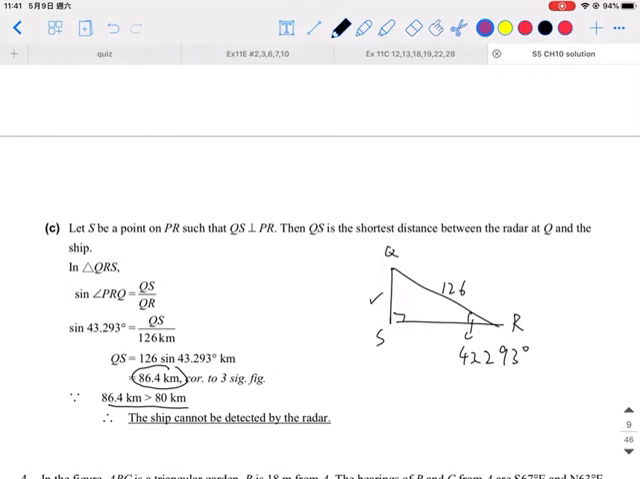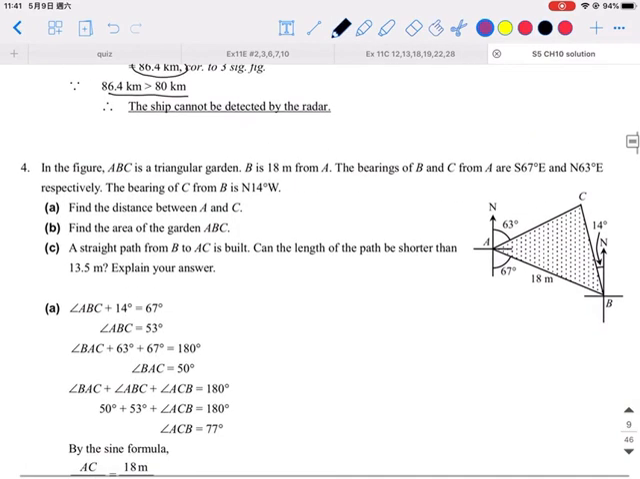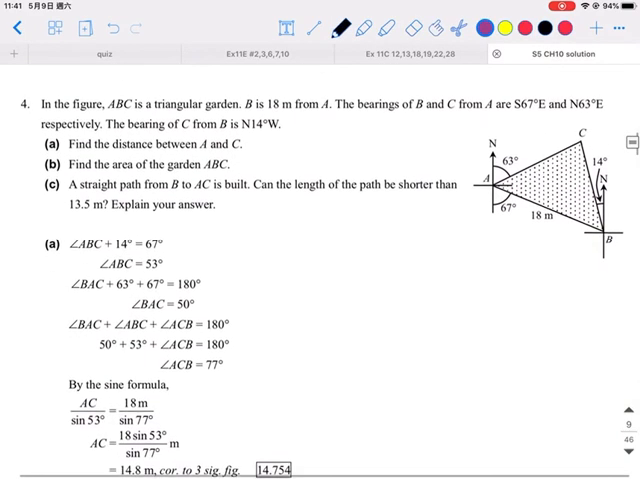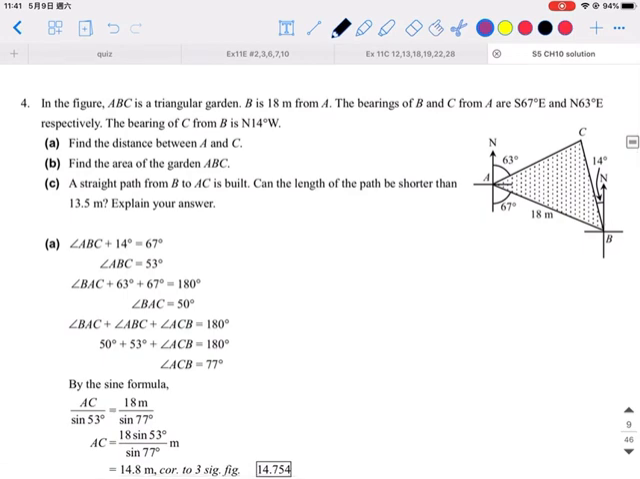Okay, so we finished part C, and let's move to the last question, question number 4. In question number 4, the first part, find the distance between A and C. So that means this value. First of all, you need to find the degrees of this angle to apply the sine formula. It's not difficult because we can apply alternate angles to get the angle number 1. And then because we have a value of 18 meters, you need to find the opposite angle from this side 18. So it's our second part.